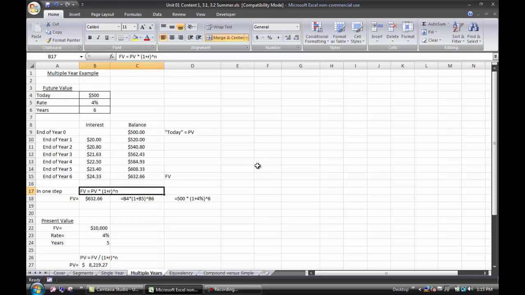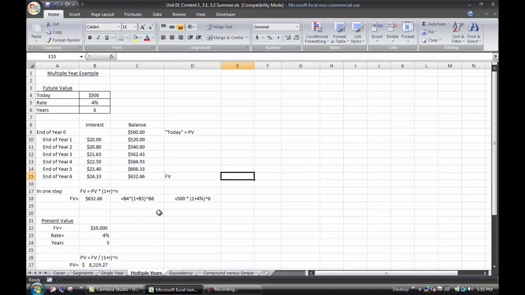Now again, we want to do this in one equation. Here's the equation that was derived in the content for this week and in the textbook. So we just substitute in there. B4 is the $500, today's present value. 1 plus B5, 1 plus the rate of 4%, and raise that to the 6th power. That's what it is with numbers. Here's what it is with cell addresses. And there's our answer, $632, which lo and behold is exactly the same as this. They will come out the same.